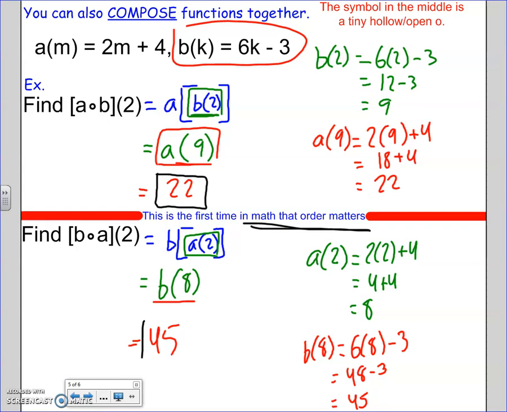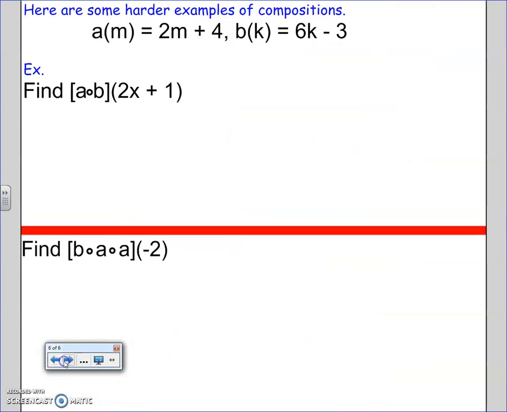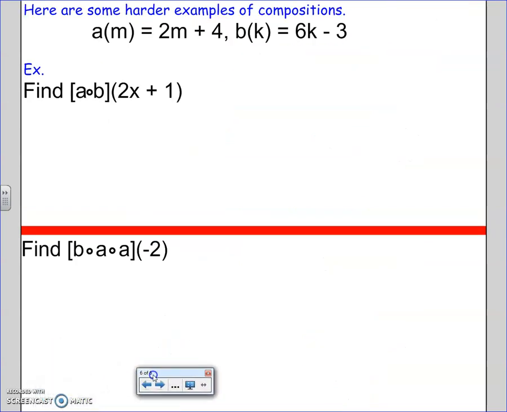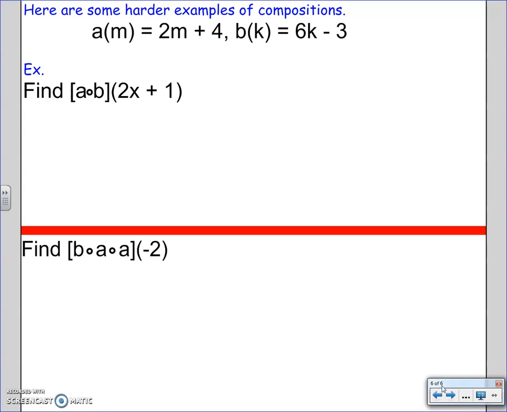Nothing else to plug it into. But see how it's different? Instead of 22, it's now 45. So for compositions, order does matter. And this last one, I'm going to do some more complicated ones. But it's the same idea.